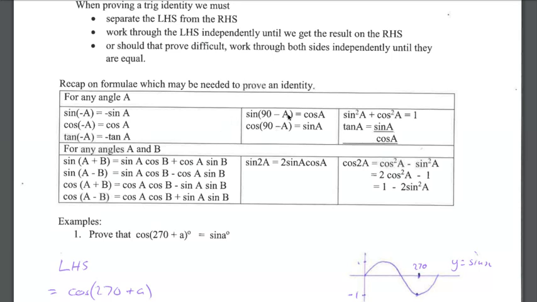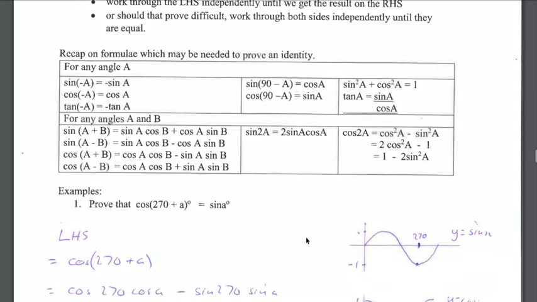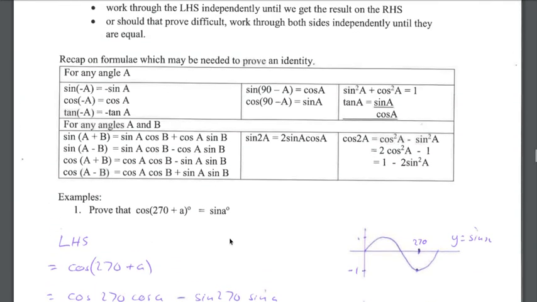Sine of 90 minus a, we can show that that is equal to the cosine of a just by replacing the a and the b with 90 and a here, and just working our way through as we're about to do in the first example. So example 1, prove that the cosine of 270 plus a degrees equals the sine of a.